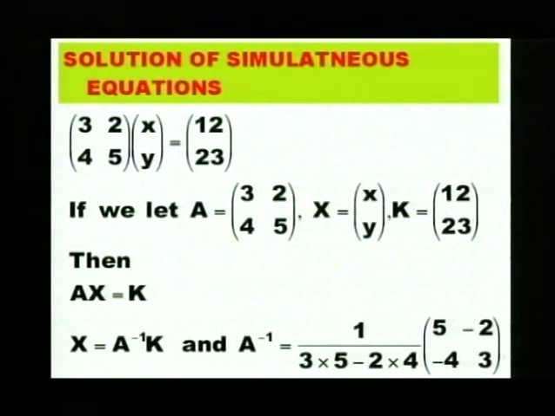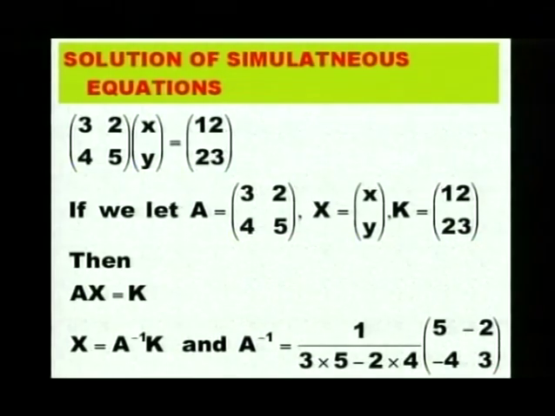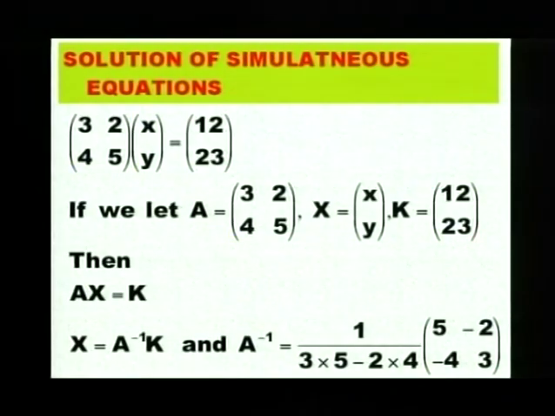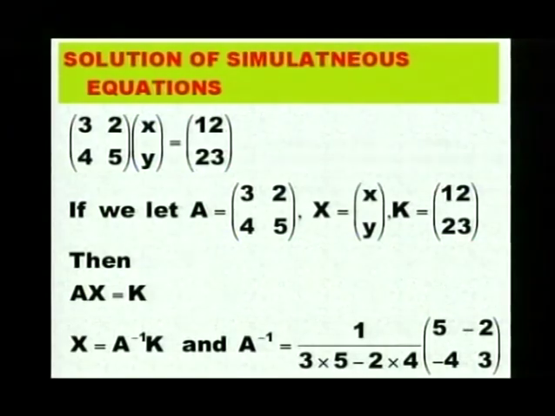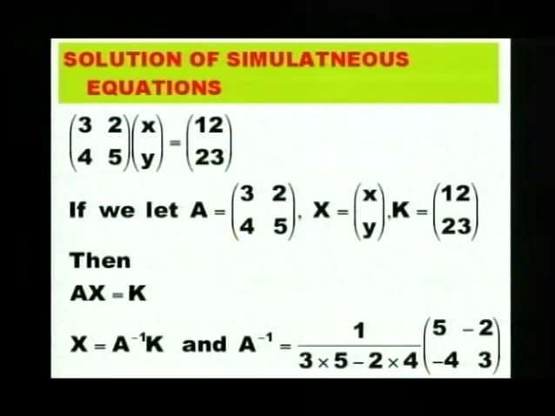Okay, so A to the power of -1, the reciprocal of A, you multiply 1 over the determinant, which is 3 times 5 minus 2 times 4, clear? Multiplied by 5, minus 2, minus 4 and 3. Okay, you'll have to get this right because that's what you follow when you solve simultaneous equations using matrices.